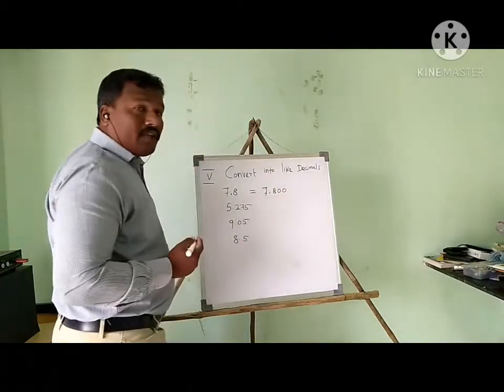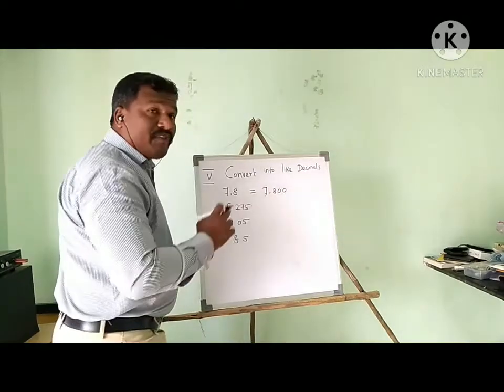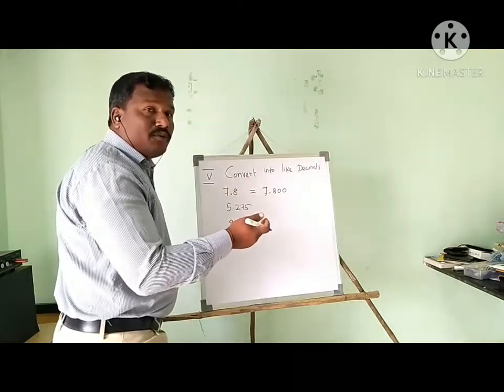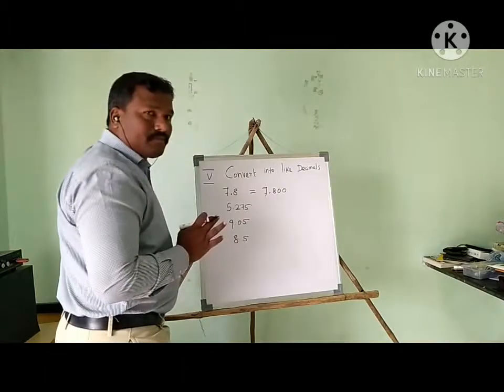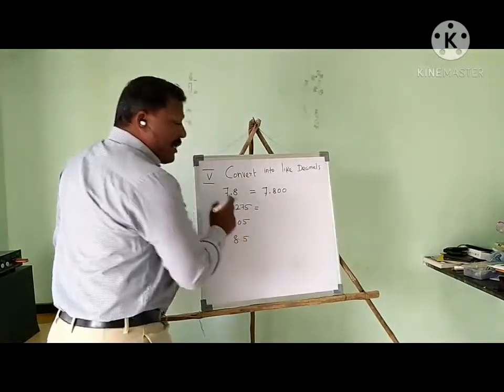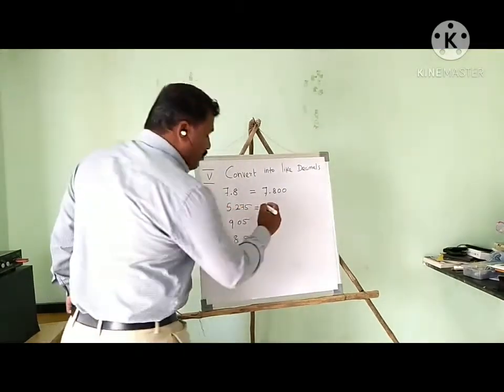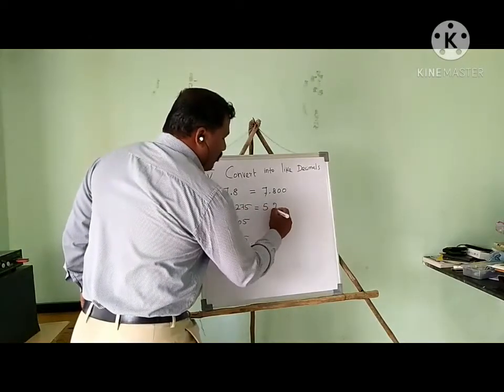7.800. So now it converted to 3 place values after the decimal point. Okay, so 1, 2, 3. Here 3 places are already there, so no need to convert. We have to write it as it is: 5.275.